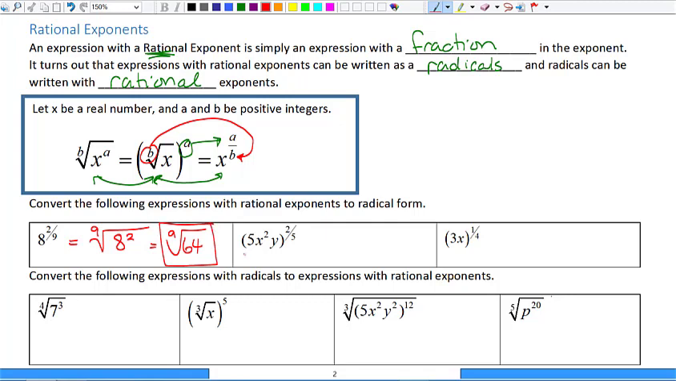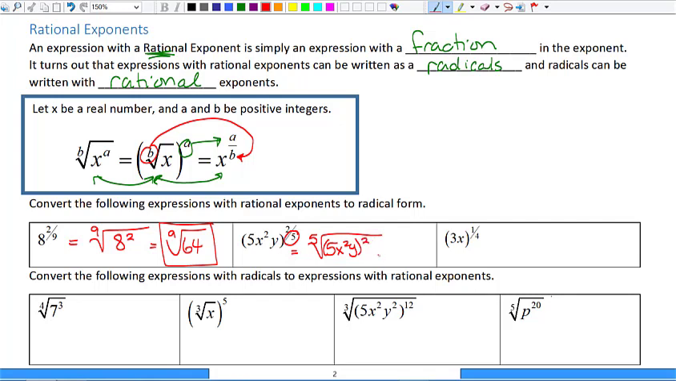On our next problem, we have a polynomial, 5x squared y, all raised to the rational exponent 2/5. If I'm trying to rewrite this as a radical, the first thing I want to do is make a big old radical symbol. Then the index needs to be the denominator, so this 5 is going to go in the index. In the radicand, I'm going to leave my parentheses, my base is over here, and all of this is still raised to the second power.